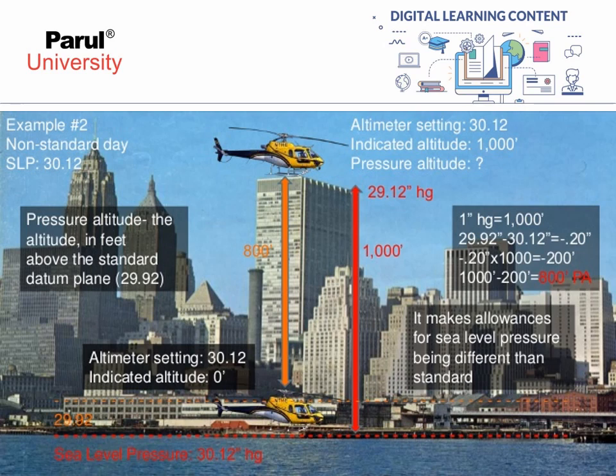PA, pressure altitude, makes allowance for sea level pressure being different from standard. According to the standard and according to the sea level, there is some difference. We can see that in example number 2. Right? Now we can go to the next.